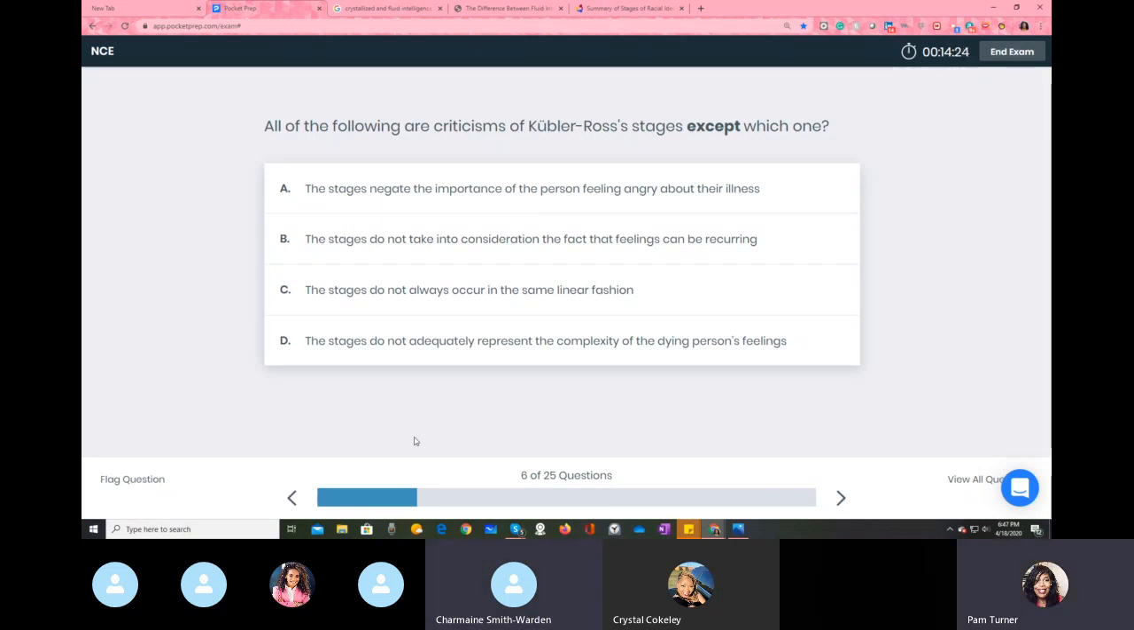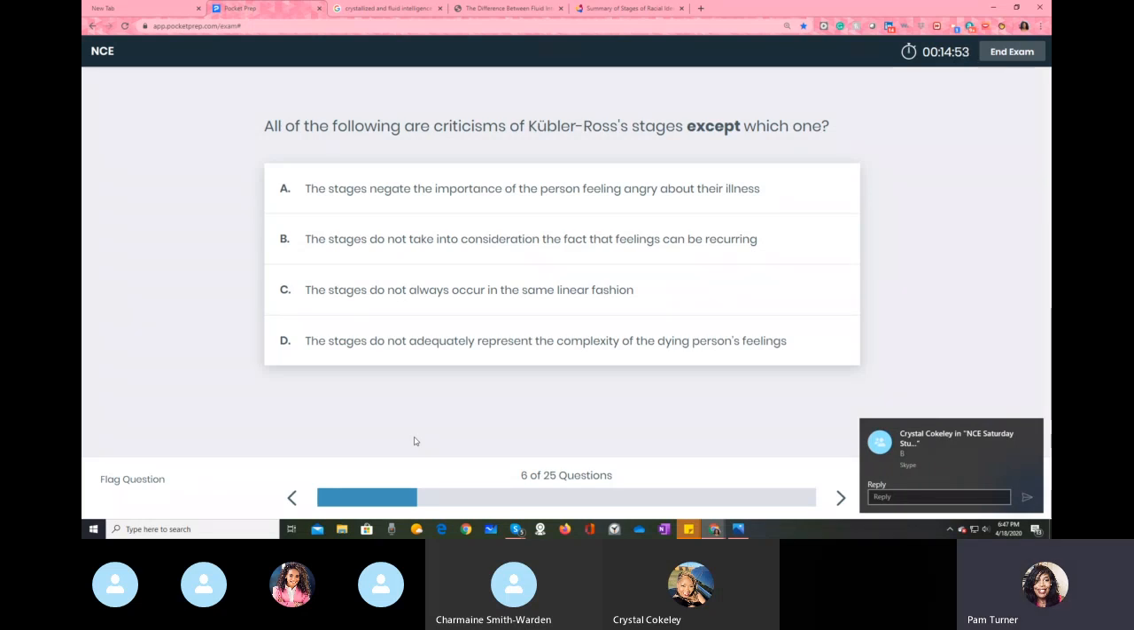Okay, so the stages negate the importance of a person feeling angry about their illness. Excuse me. She does say anger, that's in there. So I don't know if that's a criticism. So the stages do not take into consideration the fact that the feelings can be reoccurring. That's what we're going to hold on to because we say DABDA. She said you go through all the stages, but we didn't say they always come back around.